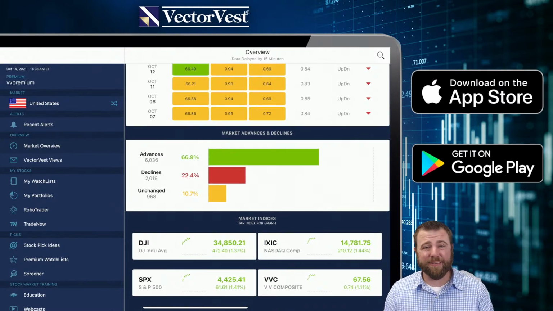Looking at the Dow, it's up still about 1.4%. NASDAQ's up about 1.4 as well, so NASDAQ pulling back a little bit there. S&P's up 1.4. VectorVest Composite up 1.1% so far.